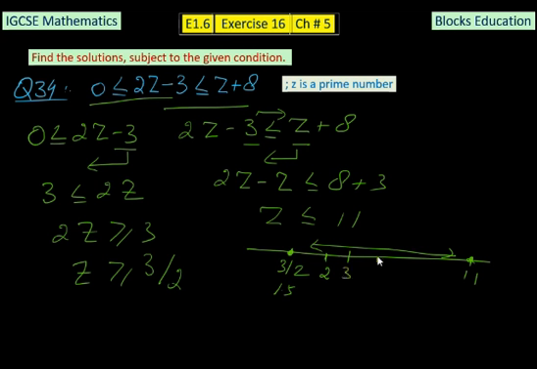The next prime number is 5. Then 6 is not a prime number. The next prime number is 7. And the next prime number is 11 itself. So the solution set is z equals 2, 3, 5, 7, and 11. Right, so this is the answer.